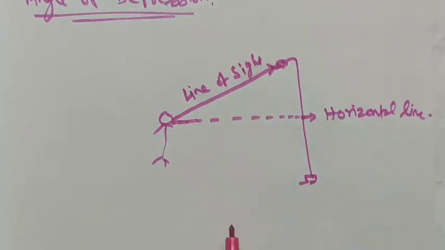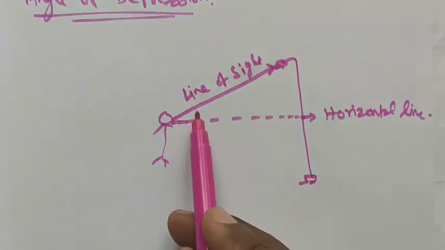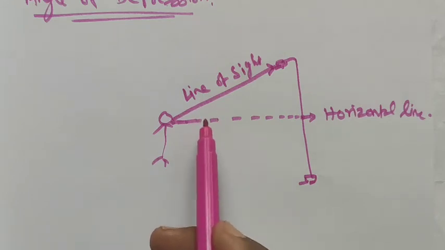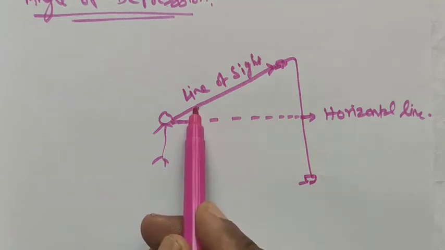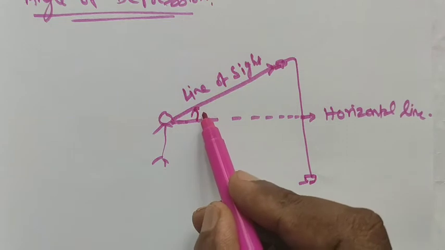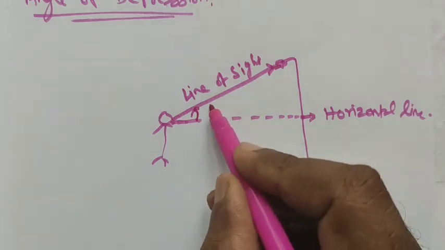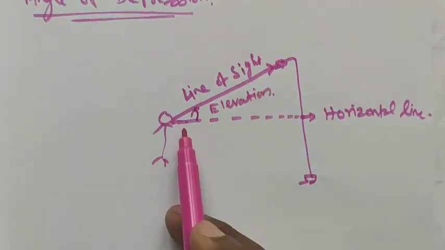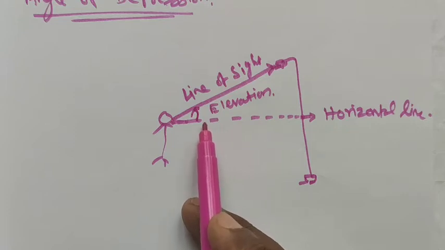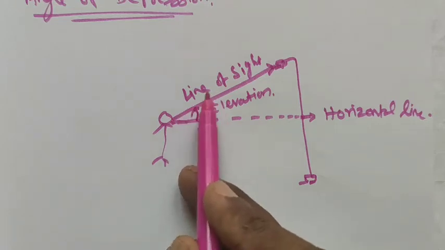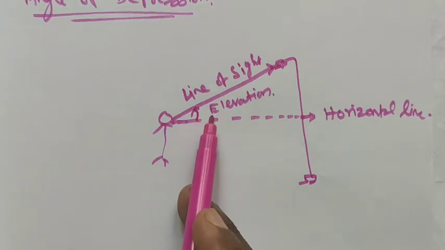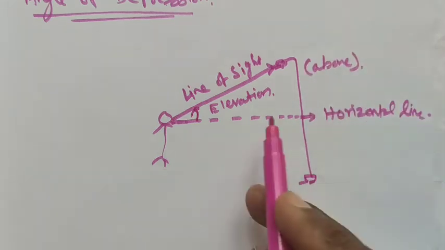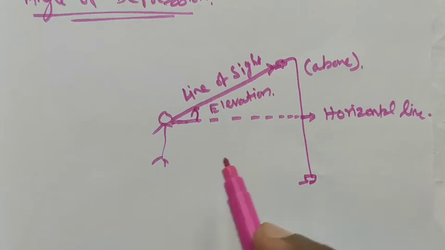When seeing the lamp, this is the line of sight. The angle inclined between the horizontal line and the line of sight, where the angle is above the horizontal, is called the angle of elevation. The line should be horizontal, and the angle between it and the line of sight above the horizontal line is called the angle of elevation.